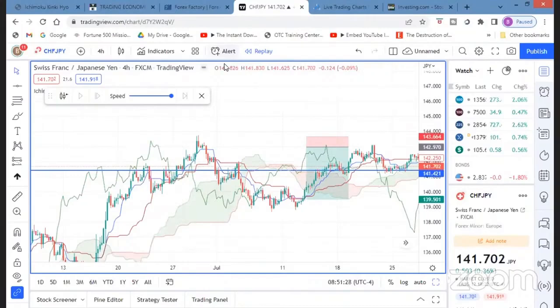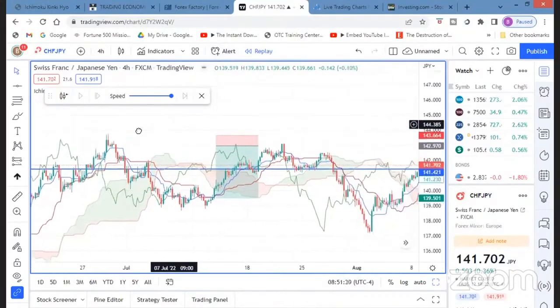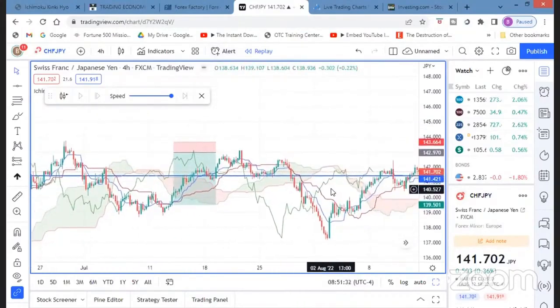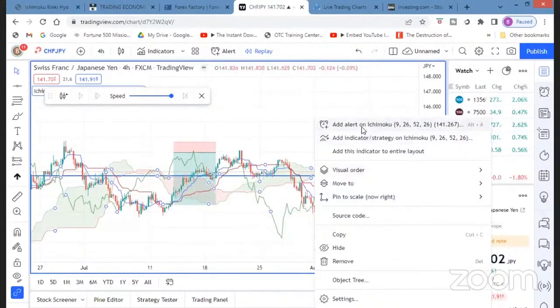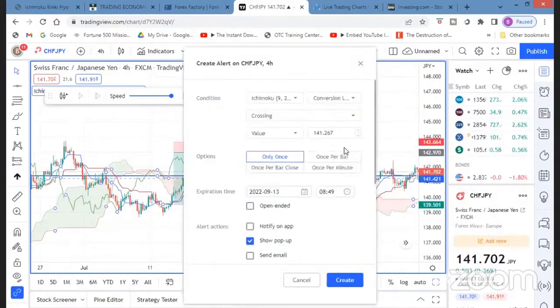In TradingView, can you put alerts on those inner and outer? Oh, that's a good question. That's a very good question. Add alert, Ichimoku 9 20. It looks like it. Looks like it. Okay. Ichimoku crossing conversion line. Yeah. Yep. Great. Okay. Thanks. Yeah, you're good.